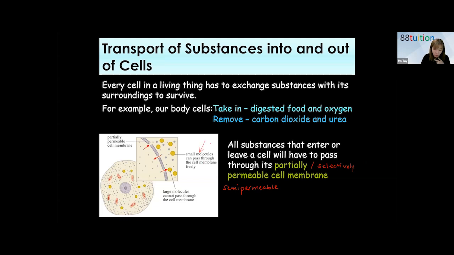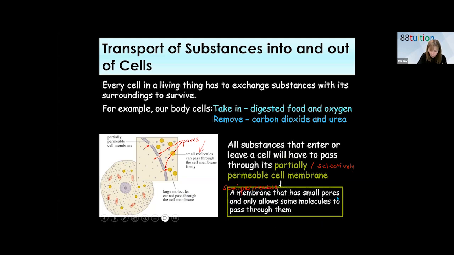So you can see over here, small molecules can pass through the membrane because the membrane has got some pores. Don't say holes, holes sounds very big. So it should be the pores over here. Only the small substances can pass through. The bigger ones are stuck outside. So large molecules cannot enter or leave the cell. In this case, they call it a partially permeable cell membrane. This is a membrane that has small pores, only allowing small molecules to pass through.